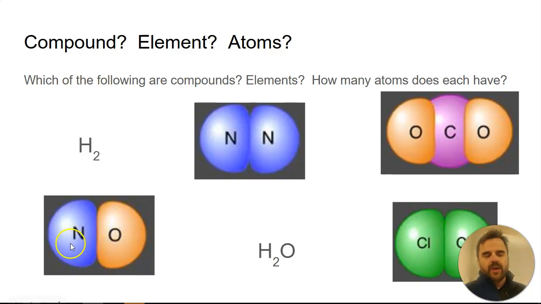So obviously, we have nitrogen and oxygen. These look a little bit funny. The way that these look is kind of a way of showing the electron cloud around the atom.